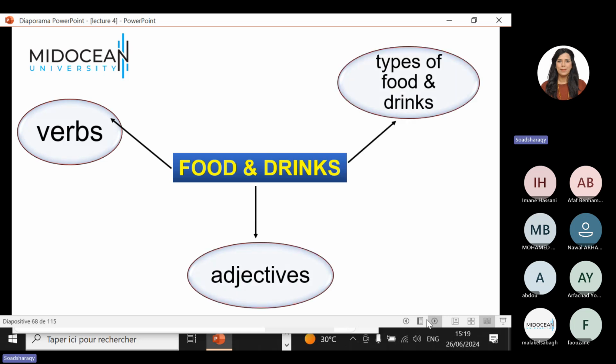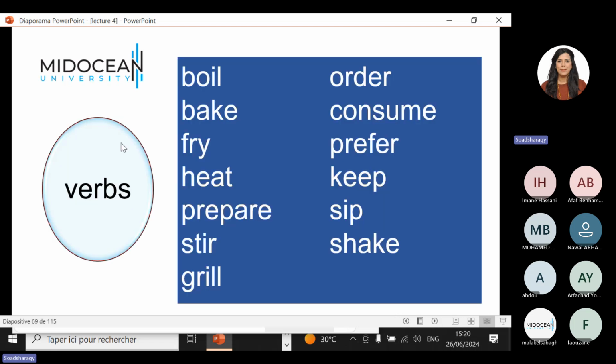Okay, now food and drinks. Let's learn here some verbs and adjectives about food and drinks. Okay, verbs. You have boil, bake, fry, heat, prepare, stir, grill, order, consume, prefer, keep, sip, and shake. So these are the verbs that we're going to learn today. Okay, so let's discover them.